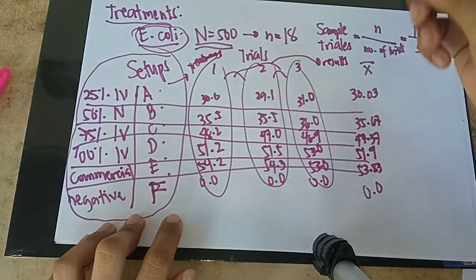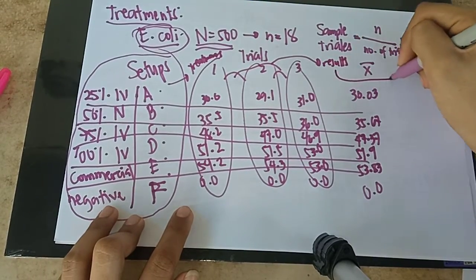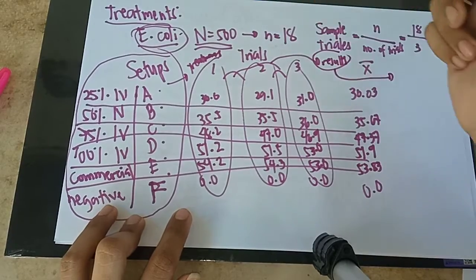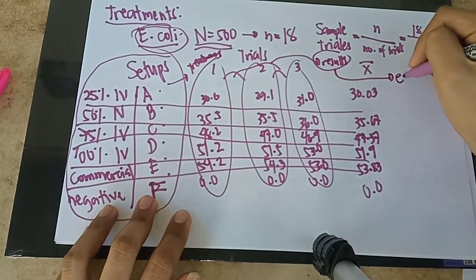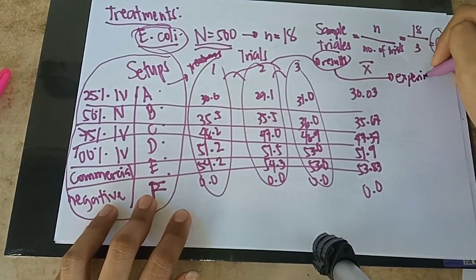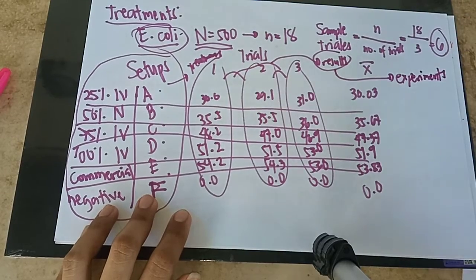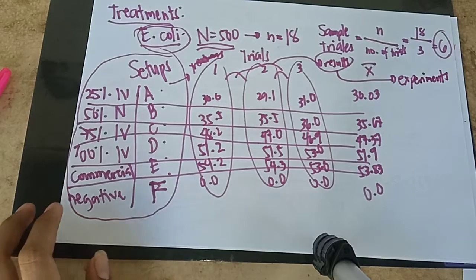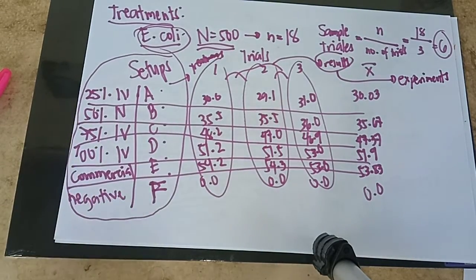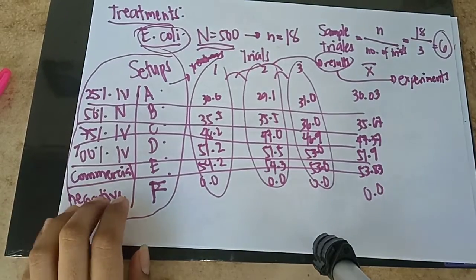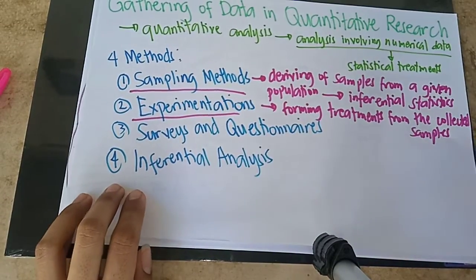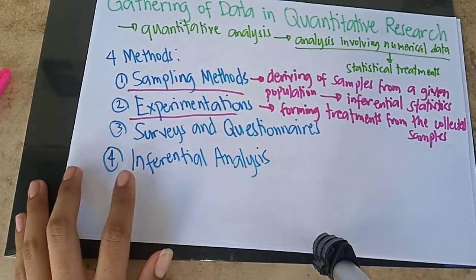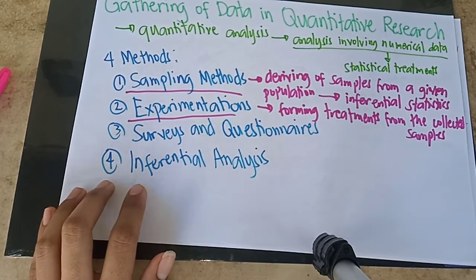And the results derived from the trials are actually based on the experimentations, from the experiments. So that is the main essence of experimentations as a method of data collection in quantitative research. So, in continuation, we have method number 3, in which we use surveys and questionnaires.